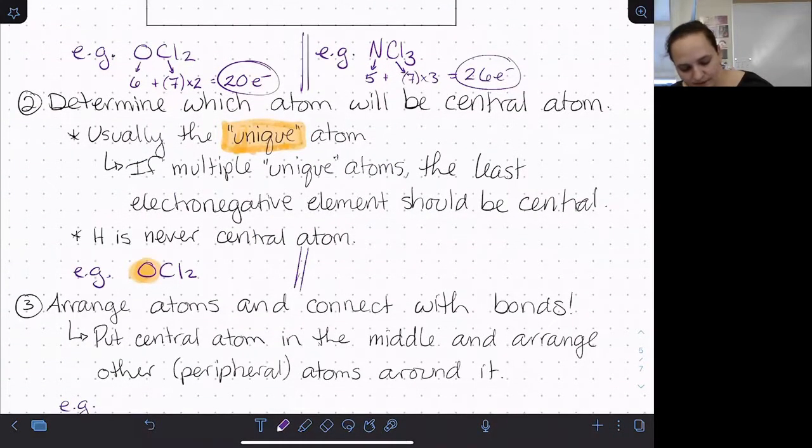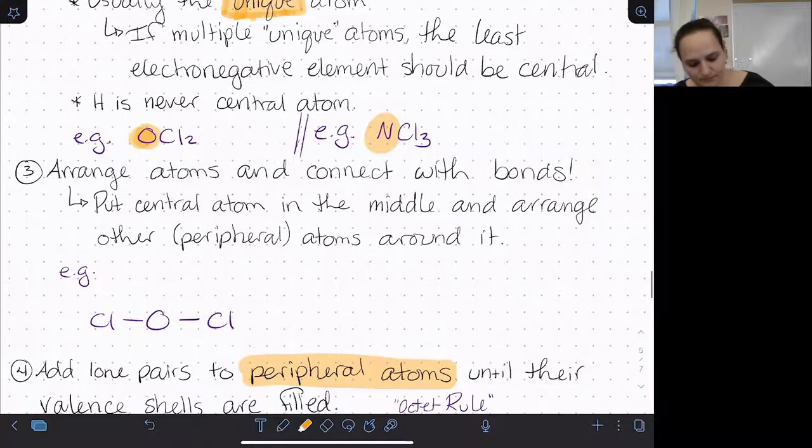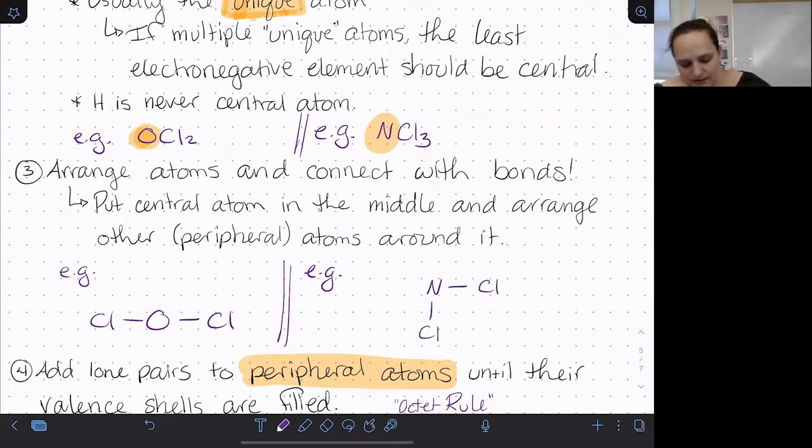In this formula, we once again have a pretty easy to identify unique atom, one-of-a-kind atom. There's only 1 atom of nitrogen compared to 3 of the chlorine. So the nitrogen is going to go in the middle. And then we can start to connect the dots here. So we'll put our central atom in the middle and connect all of the chlorines around it.